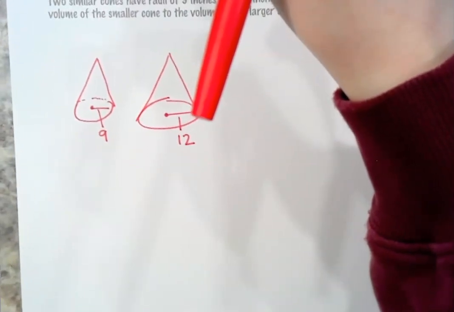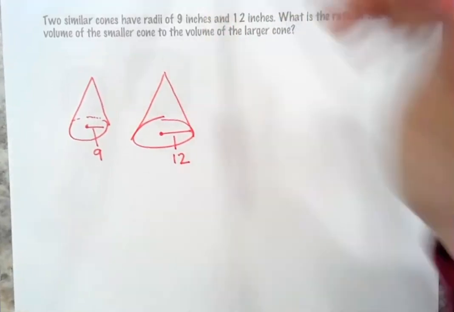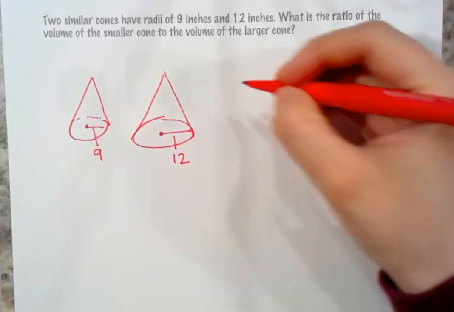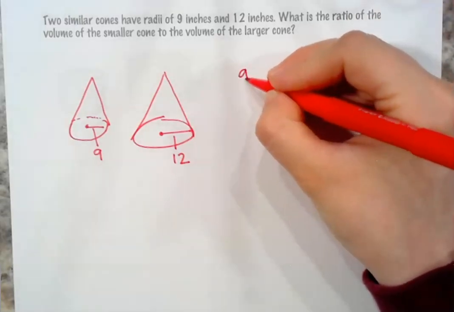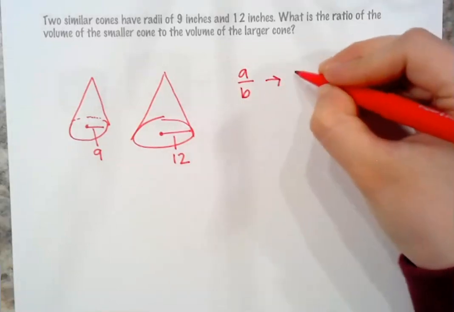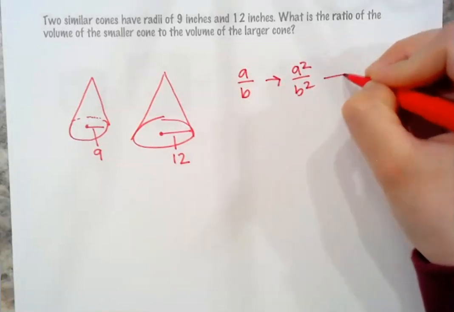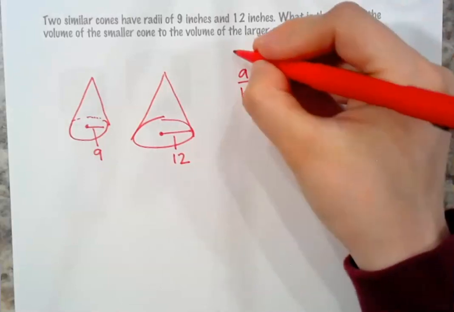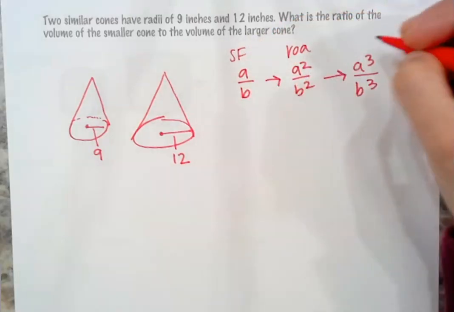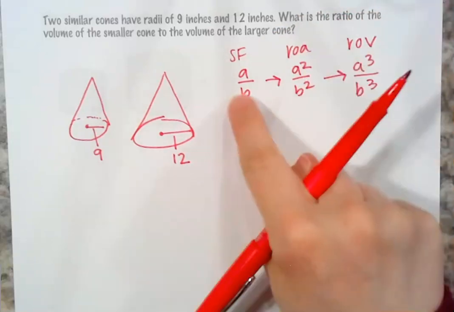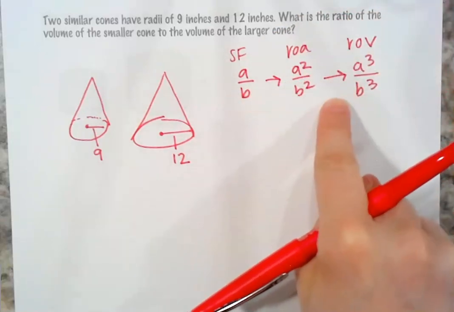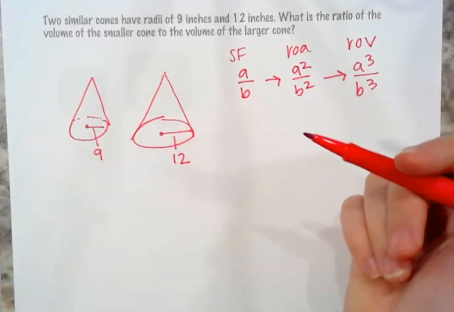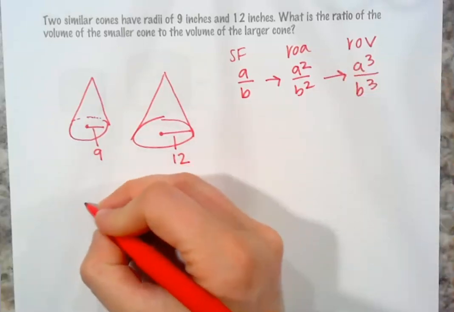So now our job is to figure out what is the ratio of their volumes. Okay, so let's think about this. This was our little roadmap. A to B, A squared to B squared, A cubed to B cubed. So on our little chart here, scale factor, ratio of areas, and ratio of volumes. Where are we at? Like, what do I know? So let's just start here. Can I write their scale factor? Do I have two measurements on here that match? Yeah, we sure do. So let's start there. Let's start with our scale factor.